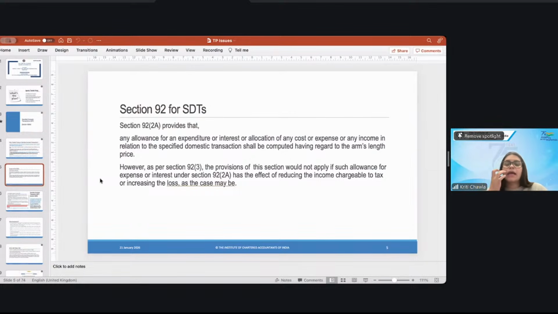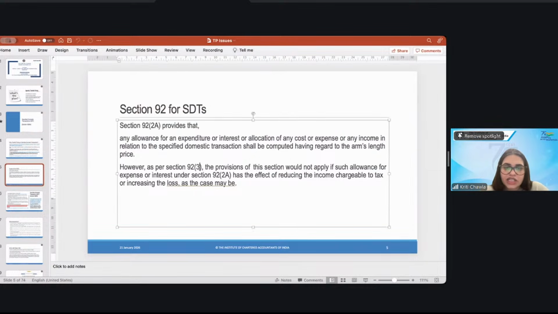Now, this is where section 92 subsection 3 talks about this particular concept, that this section would not apply if such allowance or expense or interest has the effect of reducing the income chargeable to tax or increasing the loss, as the case may be. So this will not apply in a situation where after applying the arm's length price, the income reduces or the loss is actually increased. Then this kind of concept will not apply.